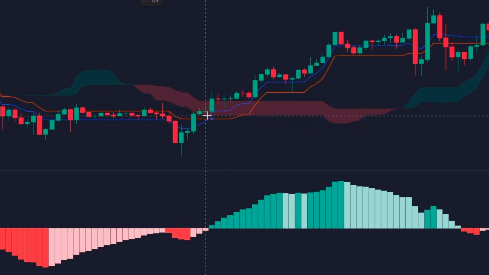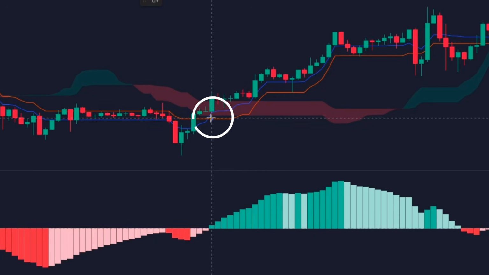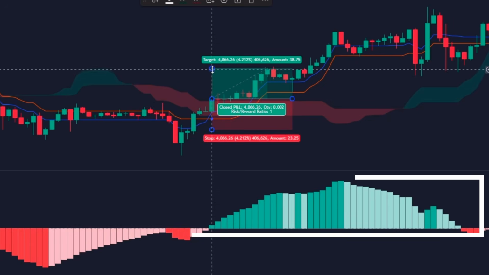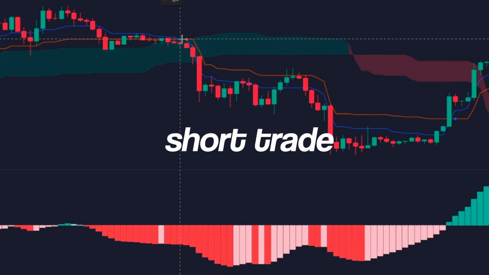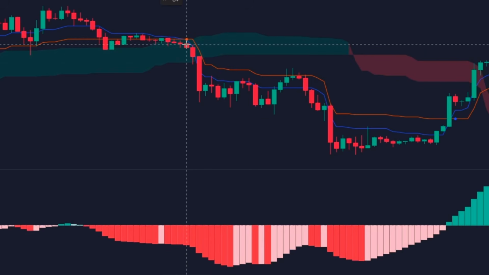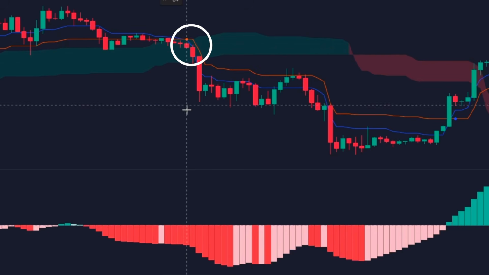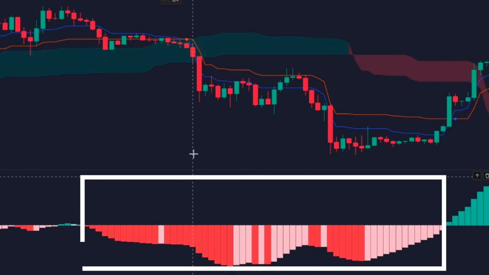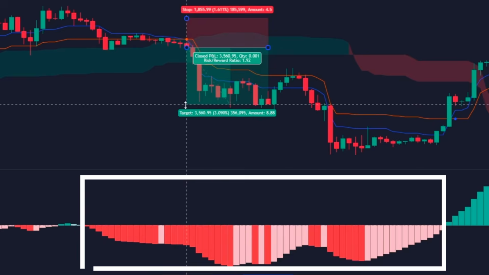For a long trade, the SuperIchi must print a bullish signal, shown by a blue dot on the chart, and at the same time the MACD histogram must be above 0. For a short trade, it's the opposite. SuperIchi prints a bearish signal, shown by an orange dot, and the MACD histogram must be below 0.